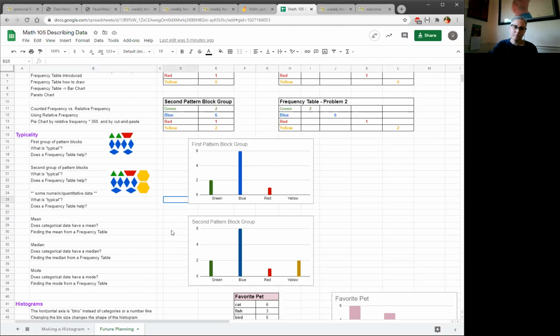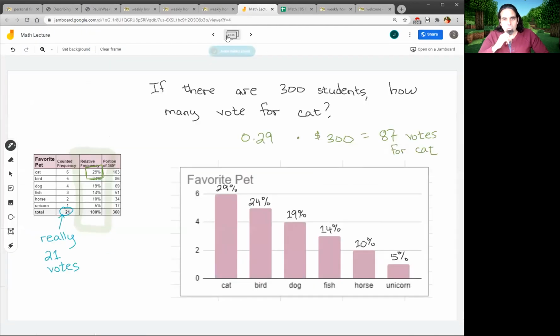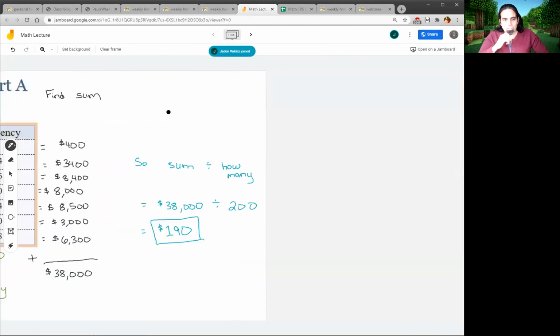The famous one, of course, is that the average family has 2.4 children or whatever it is. Right? Okay, then we could talk about mean and median and mode. We've done that a little bit already. Defining the mean from the frequency table, that's what we started class with.